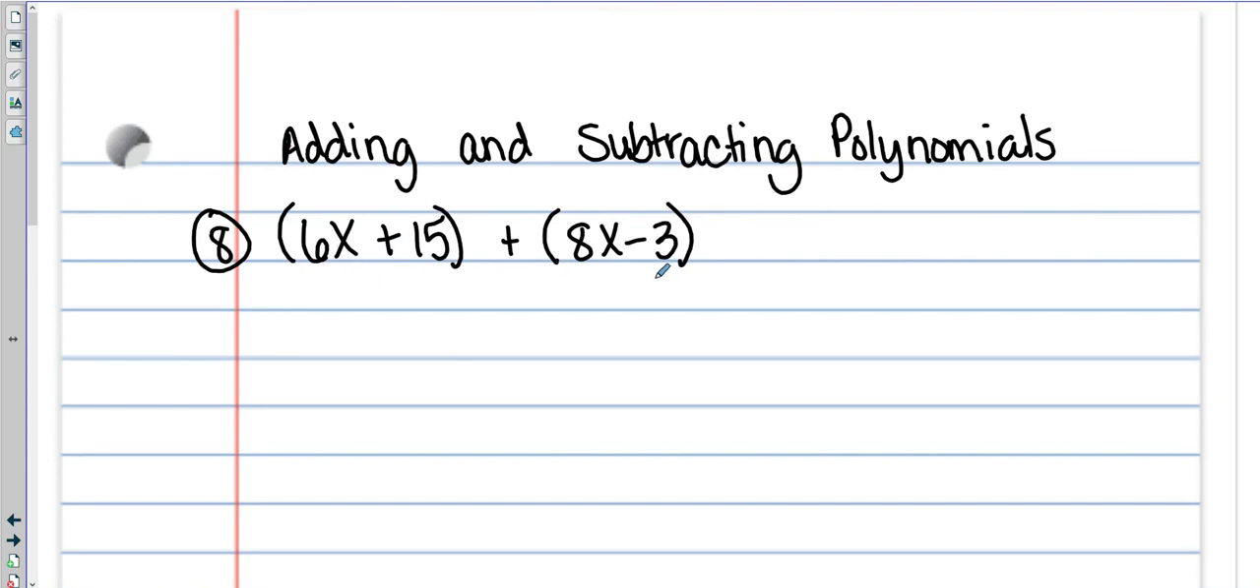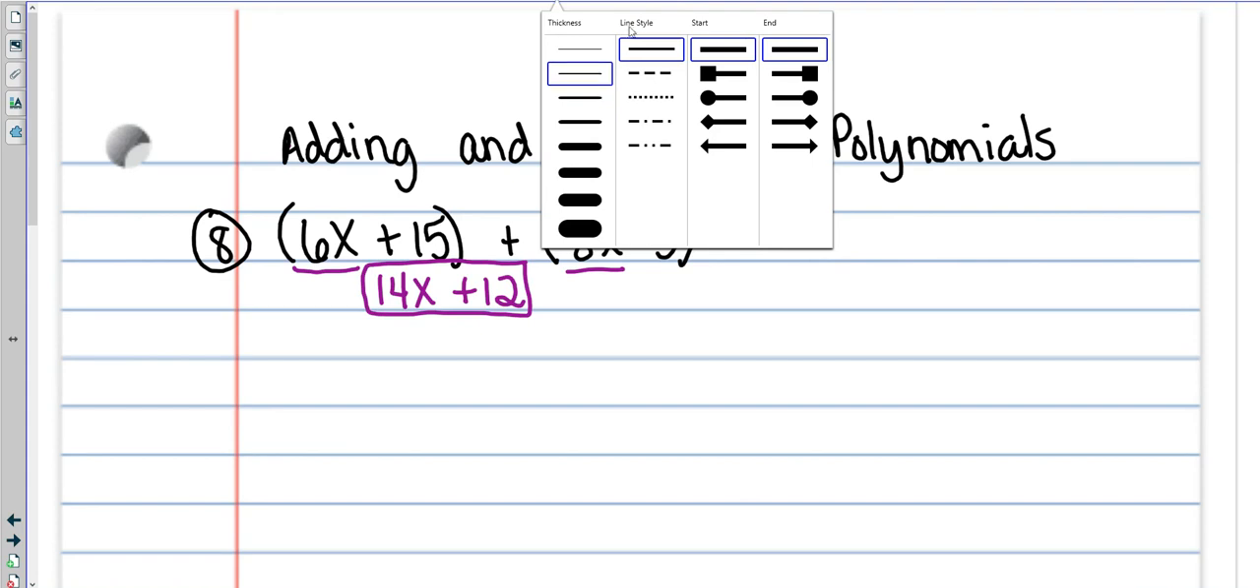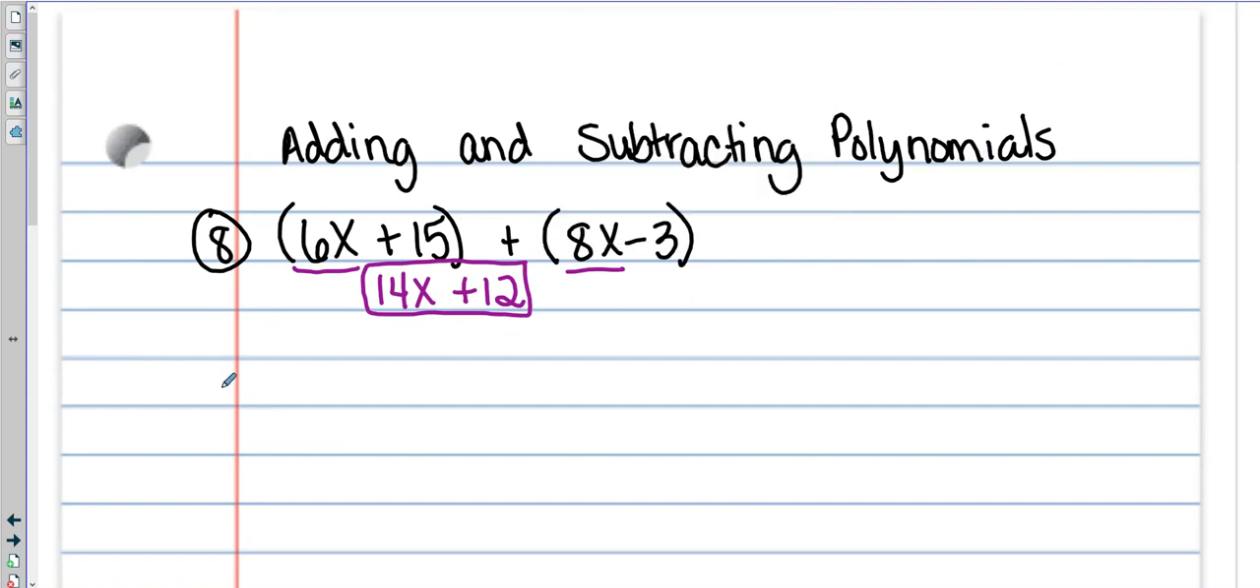Remember that whenever you're adding, you want to add your like terms. So I can see here that I have 6x and 8x. Those are like terms. So I'm going to go ahead and combine those two. So when I combine it, I get 14x. And then I look at my constants. I have 15 and I have minus 3 or negative 3. And if I combine those two, I get 12. I can't simplify it anymore, so this is my final answer. Okay. Number 9.